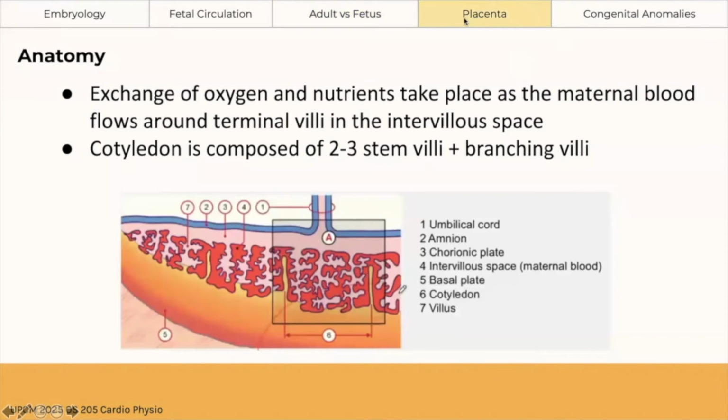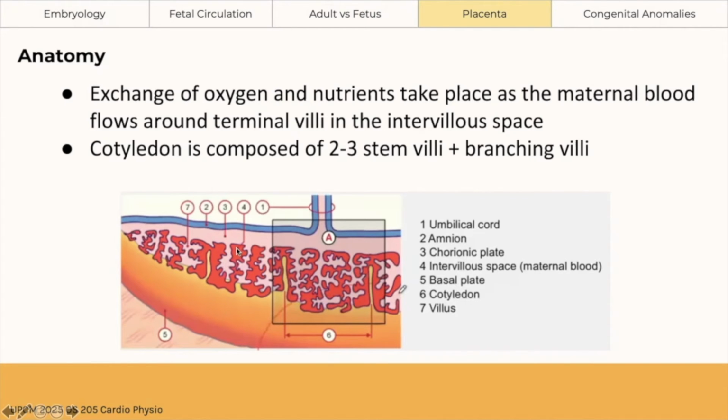So now we will be discussing the placenta. First, let's begin with the anatomy. This is mainly a review and not as in-depth, just parts that are relevant to our discussion today. So the exchange of oxygen and nutrients, again, happens in the placenta, more specifically around the terminal villi and the intervillous space. So you have here your fetal compartment, or fetal side, again, as evidenced by the presence of your umbilical cord, and you have your maternal side here.